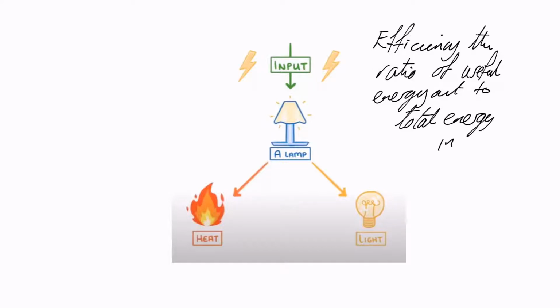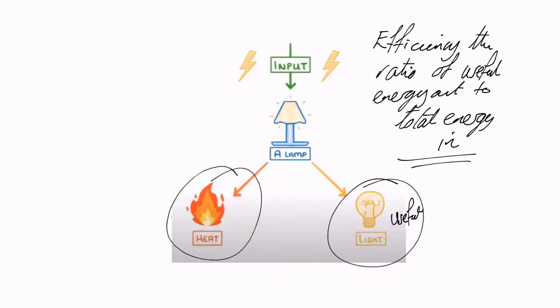So, using that definition, let's have a quick look at the light bulb. So this is what I want the light bulb to do. This is the useful energy. This is waste. You don't put a light bulb on to heat up a room. This is the in energy.